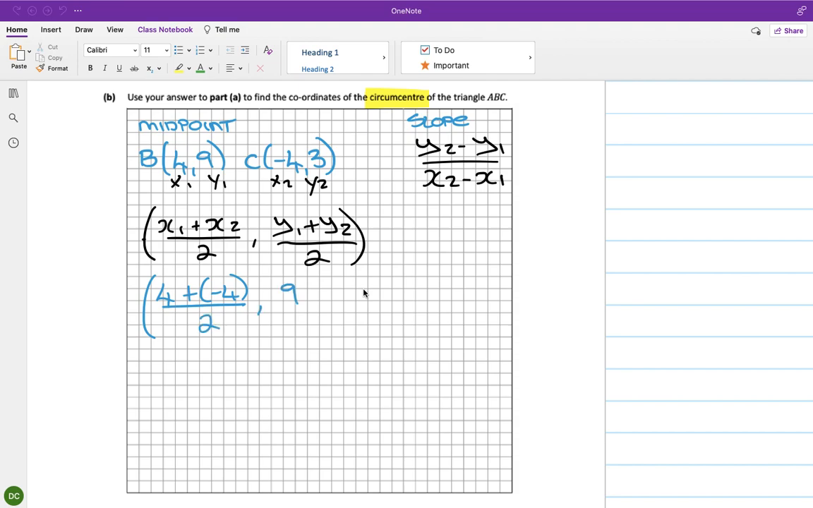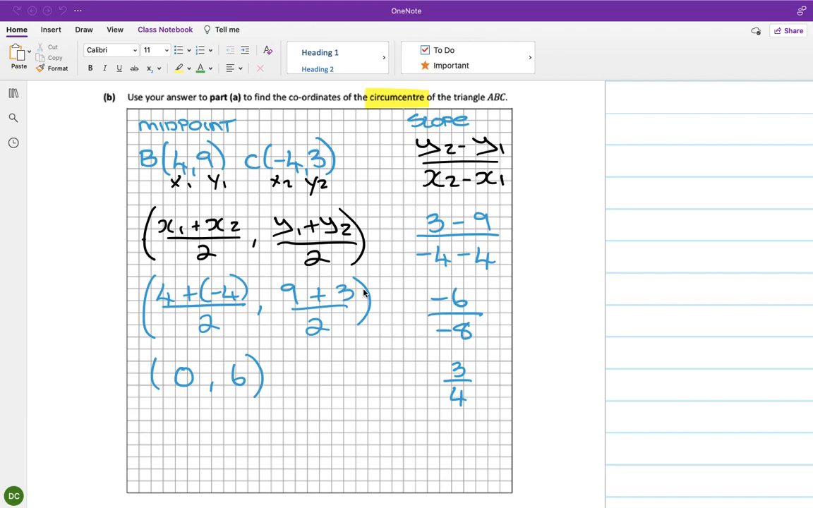4 plus minus 4 is 4 minus 4, which is 0. And 9 and 3 is 12. 12 over 2 is 6. Okay, and then over here I get 3 minus 9 over minus 4 minus 4. So that's minus 6 over minus 8, which is 3/4.